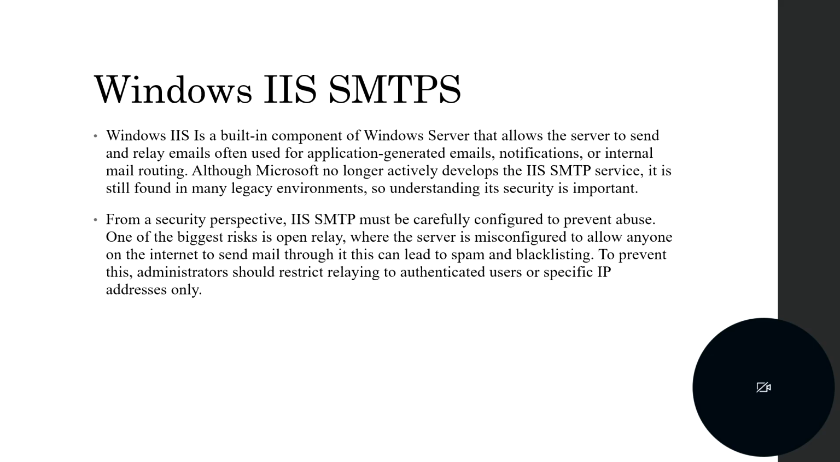Although Microsoft no longer actively develops the IIS SMTP service, it is still found in many legacy environments, so understanding its security is important. From a security perspective, IIS SMTP must be carefully configured to prevent abuse. One of the biggest risks is open relay, where the server is misconfigured to allow anyone on the internet to send email through it. This can lead to spam and blacklisting. To prevent this, administrators should restrict relaying to authenticated users or specific IP addresses only.